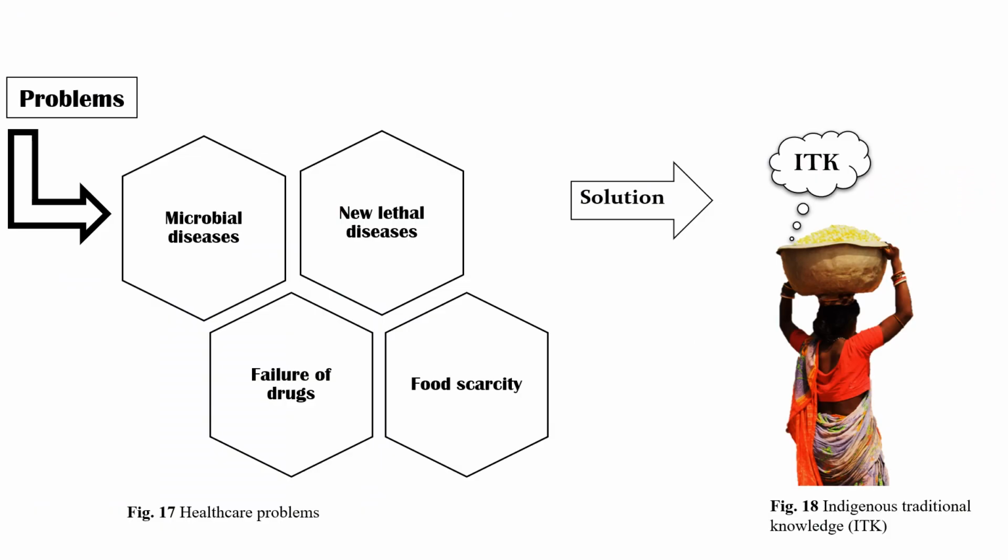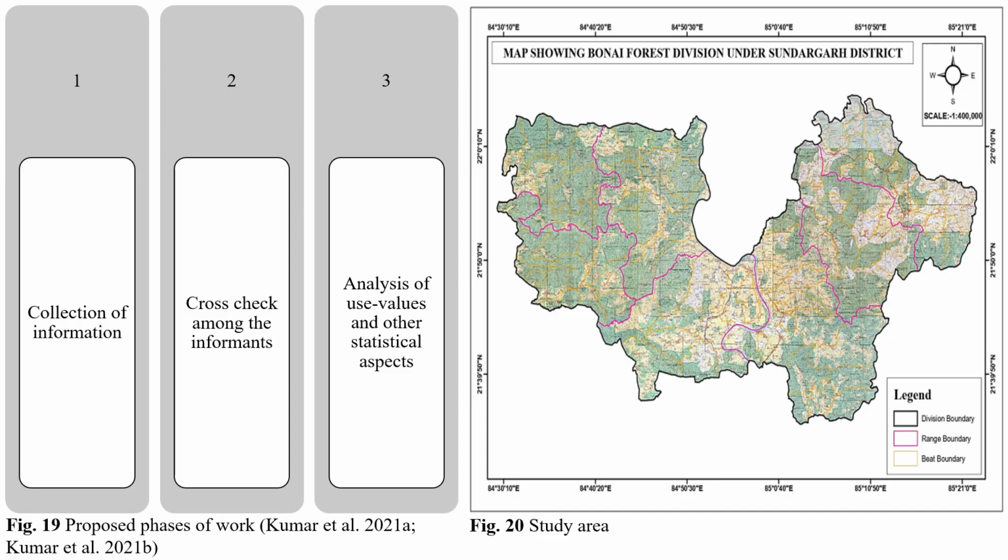So these are the problems like microbial disease, new lethal diseases, failure of drugs, food scarcity, and only one solution, that is called indigenous traditional knowledge, which is related to our culture, to our health, to our livelihood, and it is associated with our tribal and rural communities.